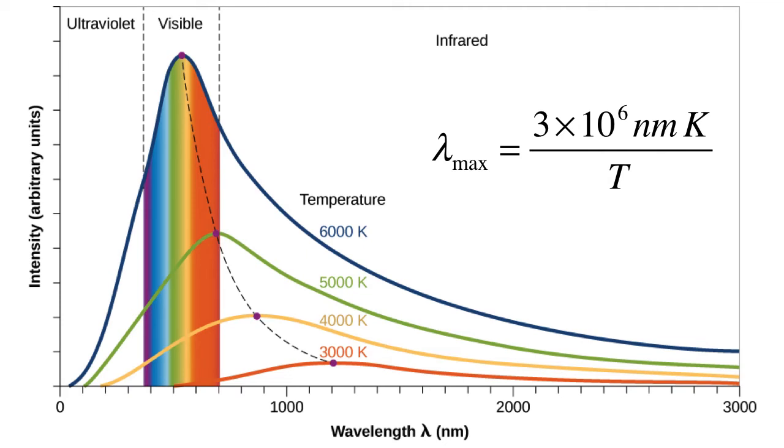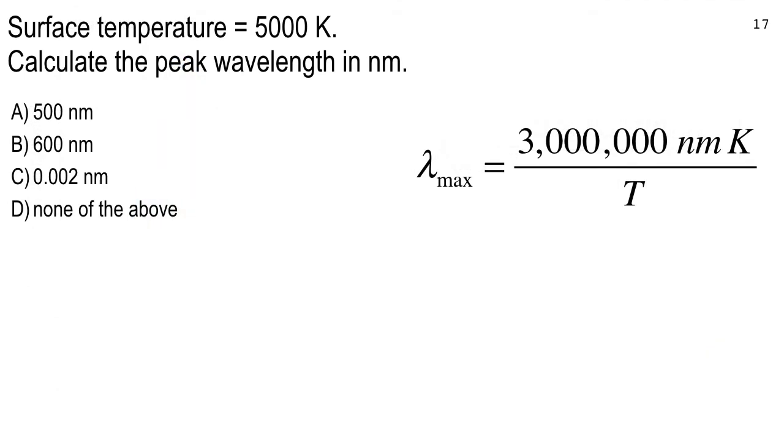All right, now let's do a multiple choice for question number 2. Let's see how you guys do. There's your formula. I changed it from 3 times 10 to the 6 into 3,000,000. 5,000 K, surface temperature. Calculate the peak wavelength. We already looked at the curve. We know it's red, but give me a number of nanometers.